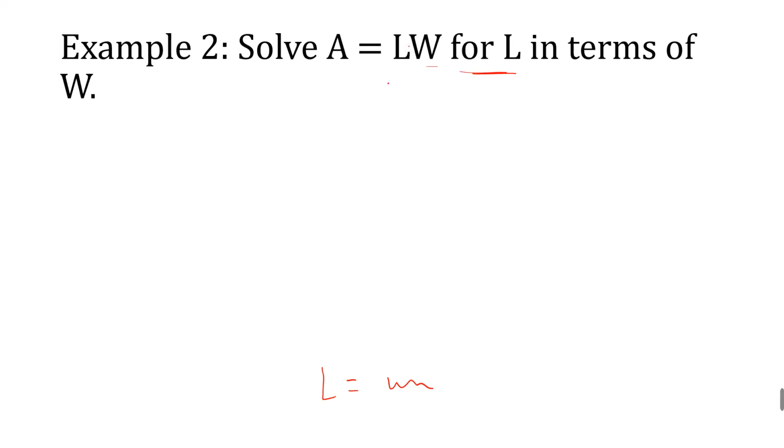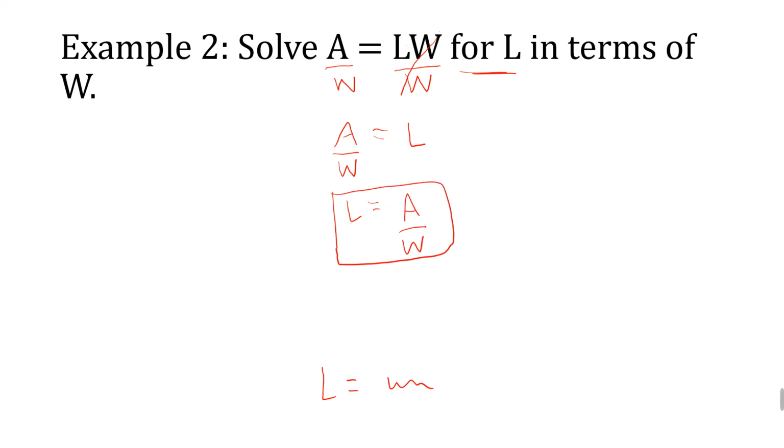So in order to get rid of W, we have to divide both sides by W, because W divided by W is 1. So now on the right-hand side, we have an L, and on the left side, we have A divided by W. Now it is nice to write the L on the left-hand side because we're asked to solve for L. So I like to have the L first. L equals A divided by W.